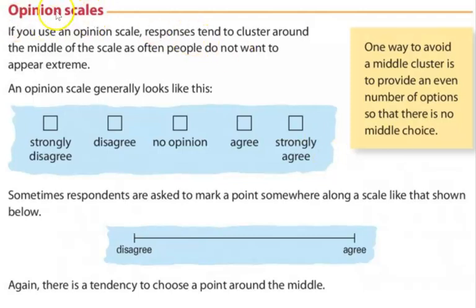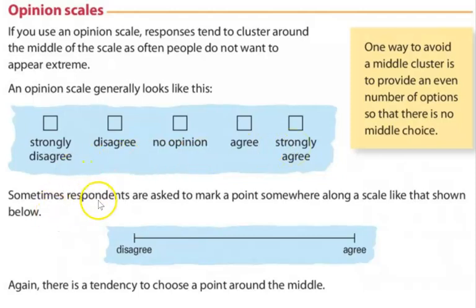Opinion scales. If you use an opinion scale, responses tend to cluster around the middle of the scale, as often people do not want to appear extreme. An opinion scale generally looks like this. Strongly disagree, disagree, no opinion, agree, strongly agree.